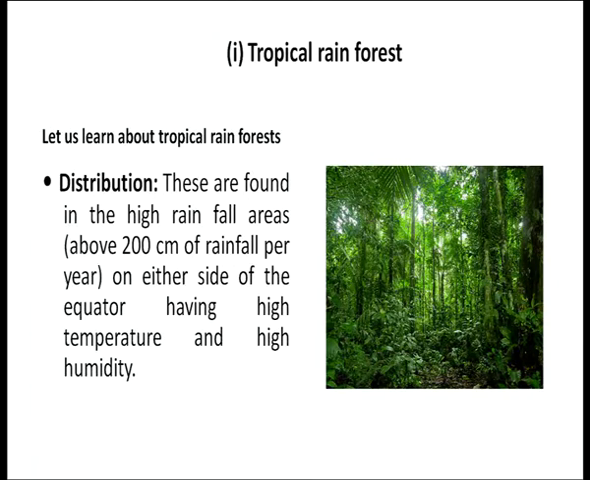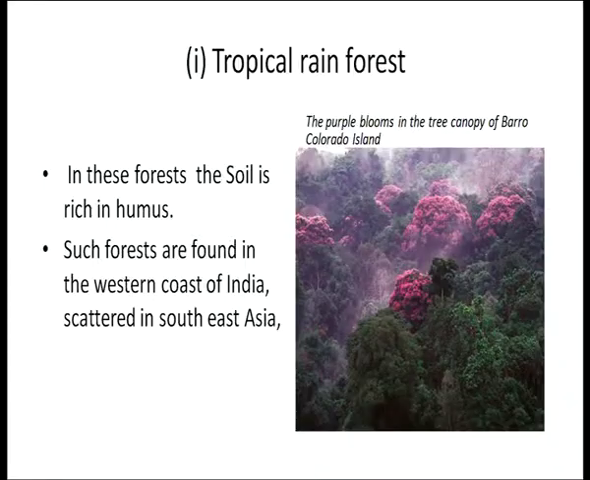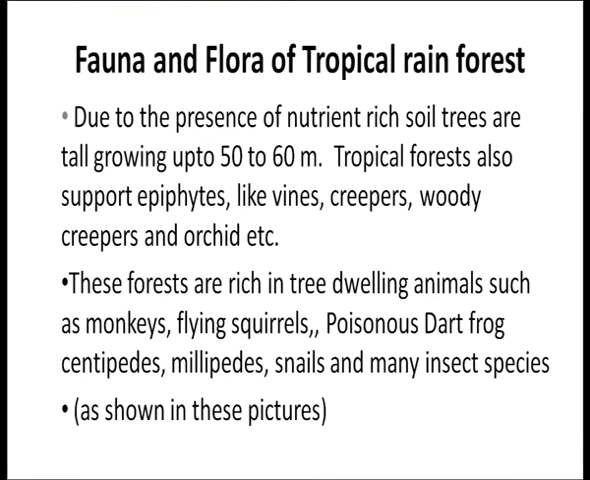The tropical rainforests are found in high rainfall areas, above 200 centimeters of rainfall, on either side of the equator, having high temperature and high humidity. In these forests, the soil is rich in humus. Such forests are found in the Western Ghats of India and scattered in Southeast Asia. Due to the presence of nutrient-rich soil, these trees are tall, growing up to 50 to 60 meters. The tropical forests also support epiphytes like vines, creepers, woody creepers, and orchids, etc. These forests are rich in tree-dwelling animals such as monkeys, flying squirrels, poisonous dart frogs, centipedes, millipedes, snails, and many insect species.